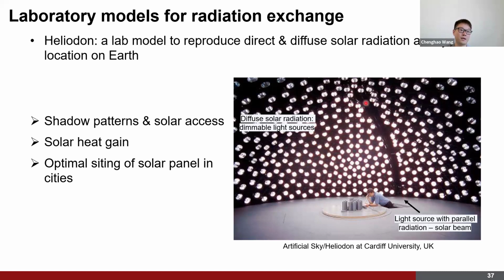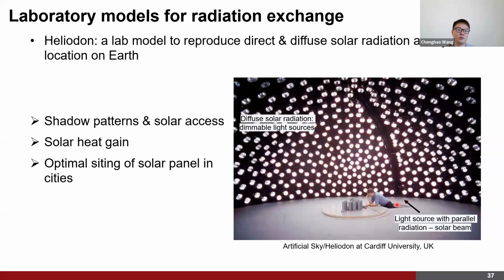And if you take a look at this black track over here, it actually has a moving light source which can mimic the direct solar radiation, and all these light bulbs surrounding the entire upper hemisphere can simulate the diffuse solar radiation. The location and strength of the radiation can both be adjusted so that we can reasonably reproduce the actual radiation on Earth, and they can also reproduce the shadow patterns cast by all these different buildings.